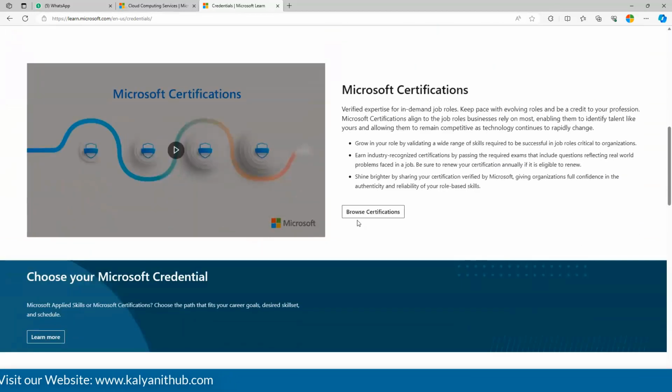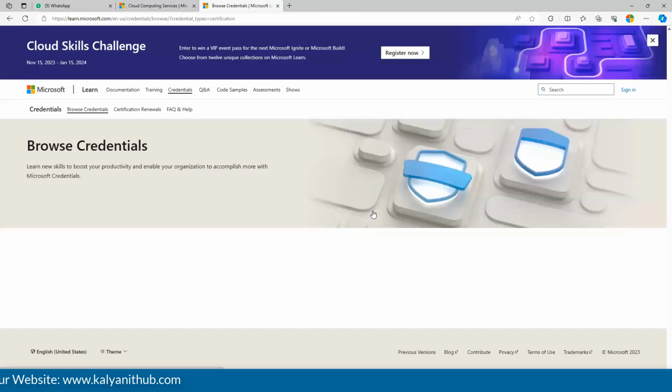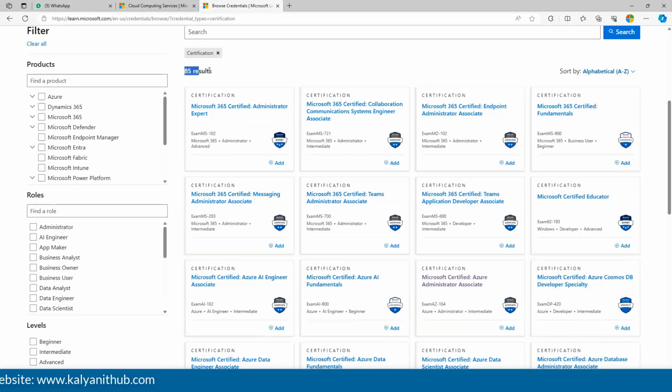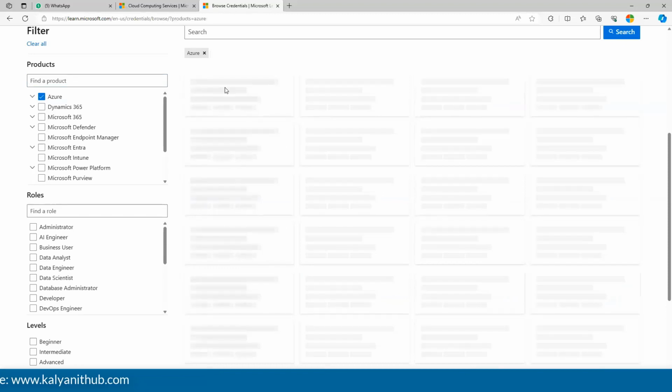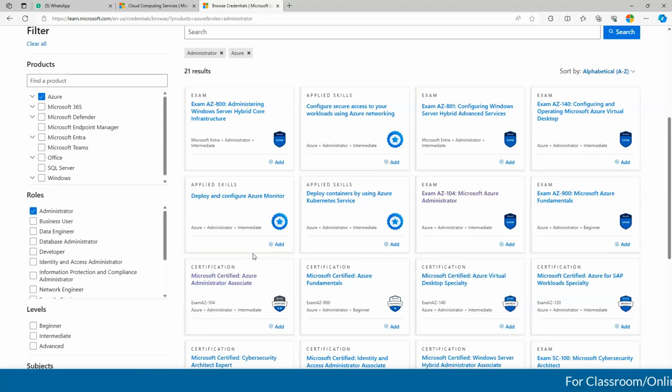Here, click on browse certifications. As you said, they are giving 85 results. If we filter only Azure-related ones, we see 60 results. Now, to filter further, click on administrator.